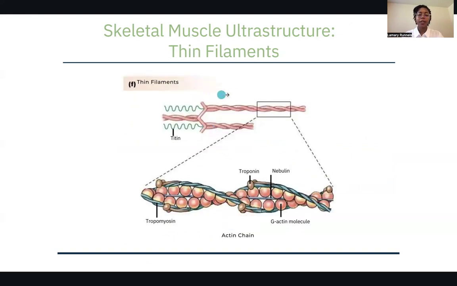For the thin filaments, also known as the actin chains, you have tropomyosin, which looks like a two-piece thread. You also have troponin, which are these brown nodules right here, or receptors. You also have G-actin molecules and nebulin that runs on the inside. And something else that's specific to thin filaments is titin.